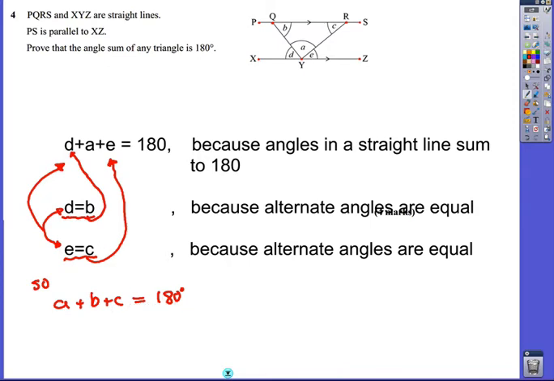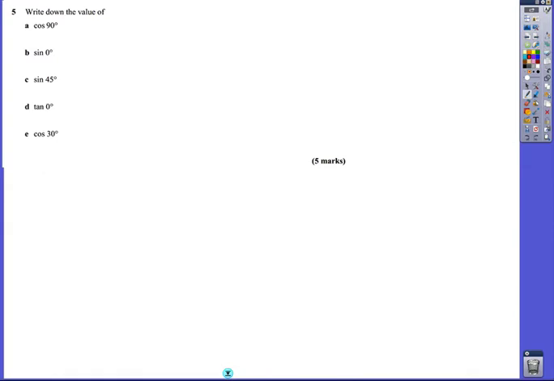Right, moving on to question 5. Question 5, you have to memorize these values and just write down the values. 5 marks, 5 questions. Cos of 90 is 0, sine of 90 is 0, sine 45 is root 2 over 2, tan 0 is 0, and cos of 30 is root 3 over 2.